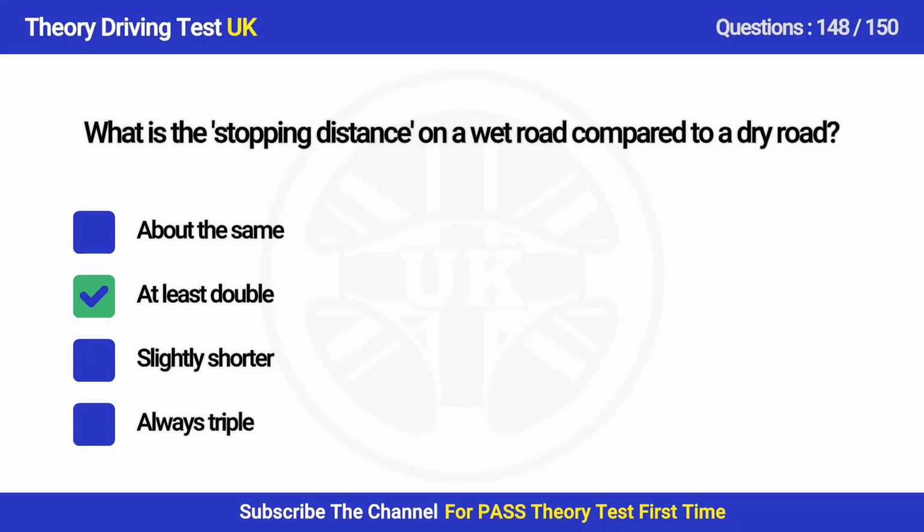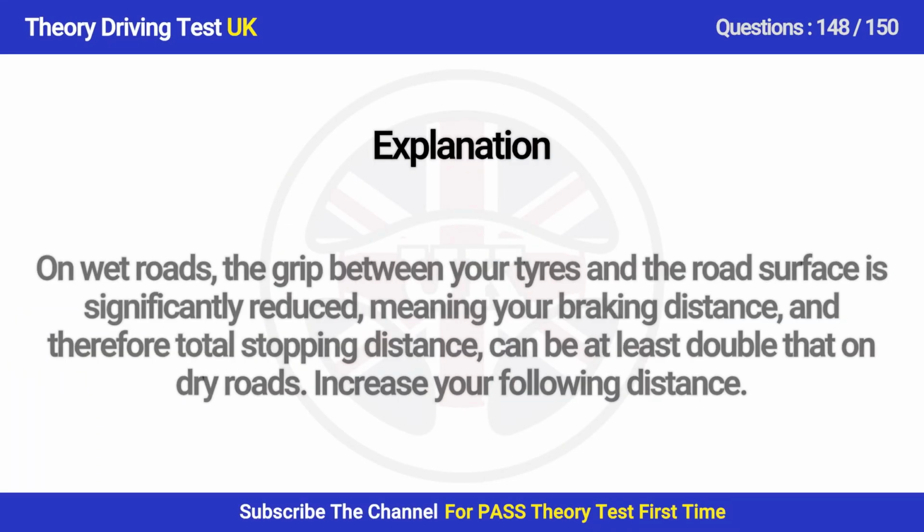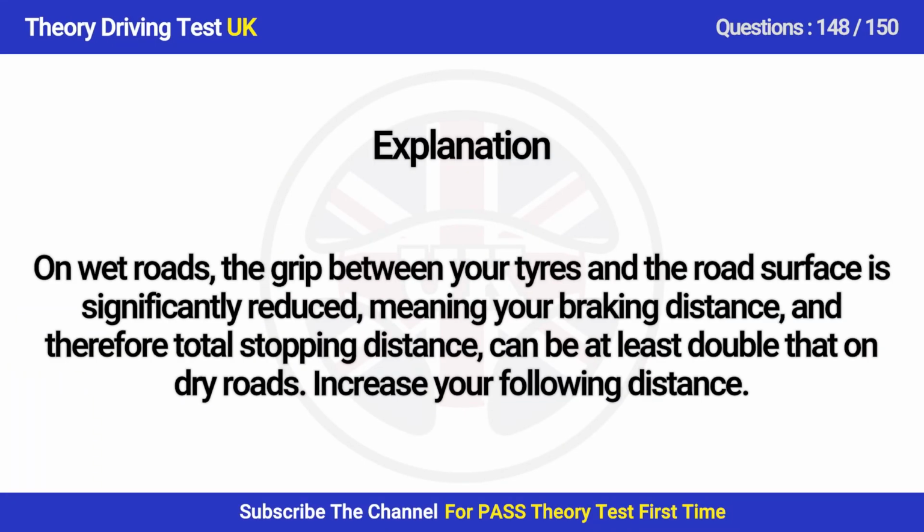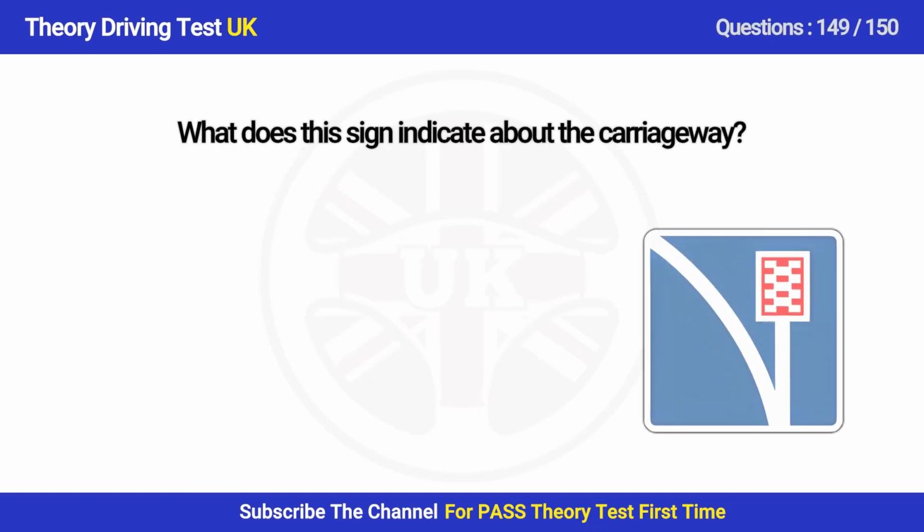Answer is B, at least double. On wet roads, the grip between your tires and the road surface is significantly reduced, meaning your braking distance, and therefore total stopping distance, can be at least double that on dry roads. Increase your following distance.